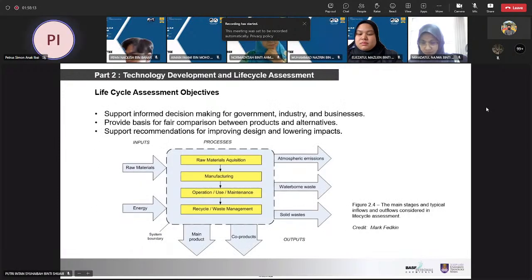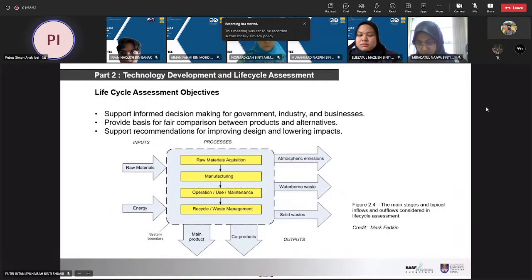So this diagram, basically you can see that any product or technology would require the input of some raw materials and energy at all the stages. You start from the acquisition and go to the manufacturing, operations, and finally the disposal. All of the mentioned life cycle stages can produce atmospheric emissions, waterborne, and also solid waste, because the efficiency of the material use and also the energy conversion is not always 100%.